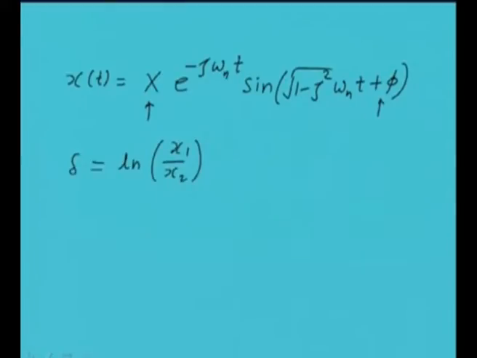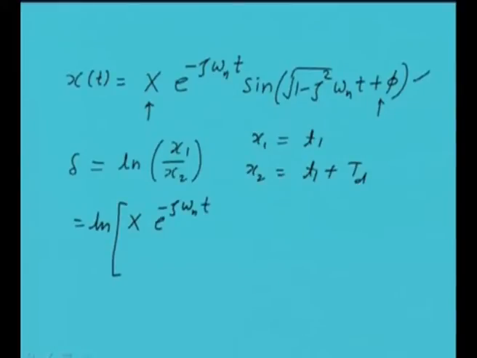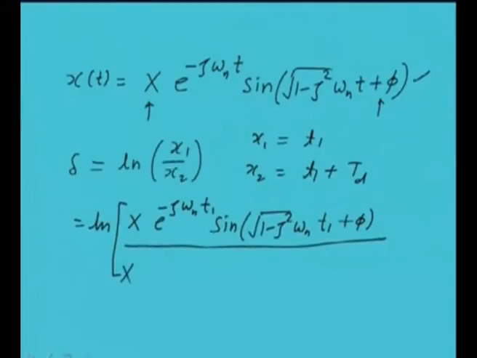And if we substitute this equation, because x1 is occurring, let us say, at t1, x2 occurs at t1 plus the damped time period. So if we substitute x1 and x2 using this equation, we can write the logarithmic decrement as this. This remains same. Here t1 will come, sine of square root of 1 minus zeta square omega n t1 plus phi, and then in the denominator again the amplitude.